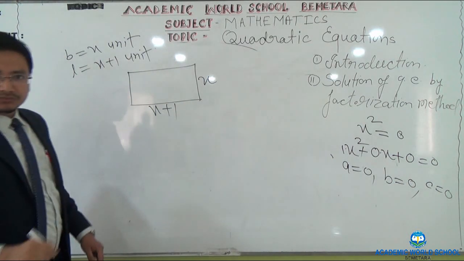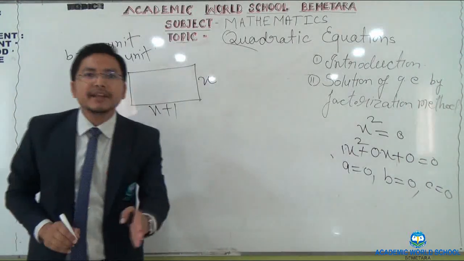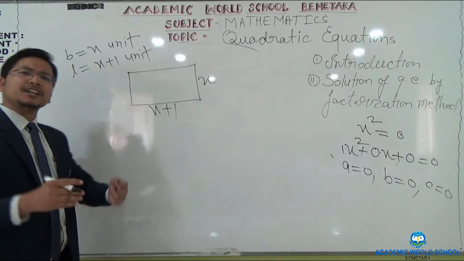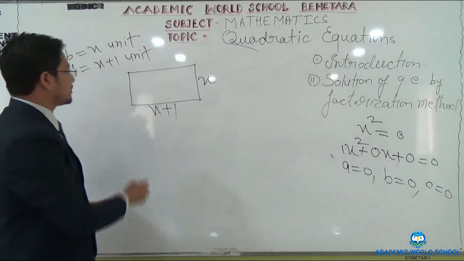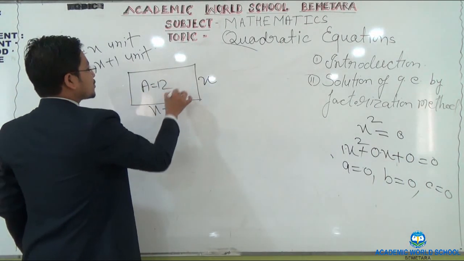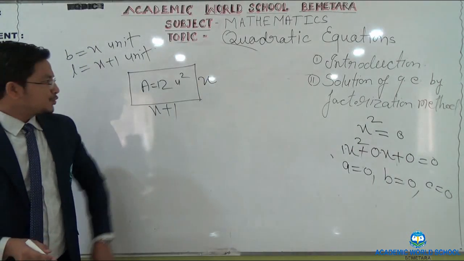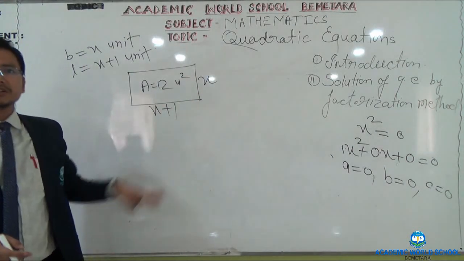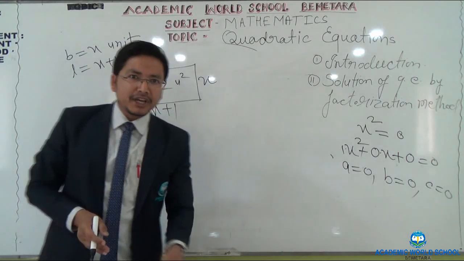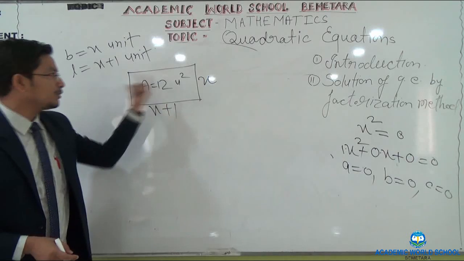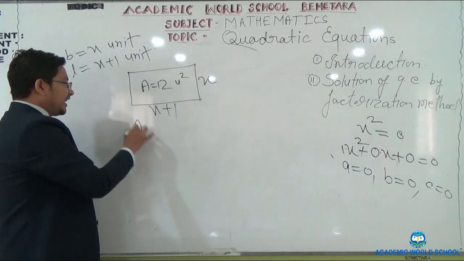Now it is given that the area of this particular rectangle is 12 square unit. Using this numeric problem, we are going to form a quadratic equation. So what is area?